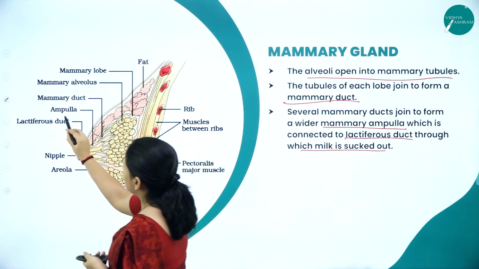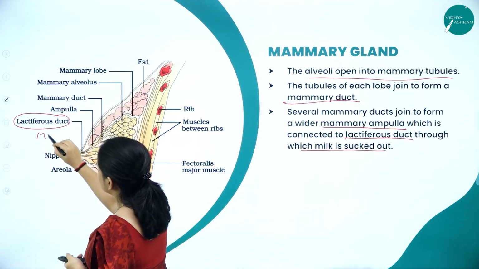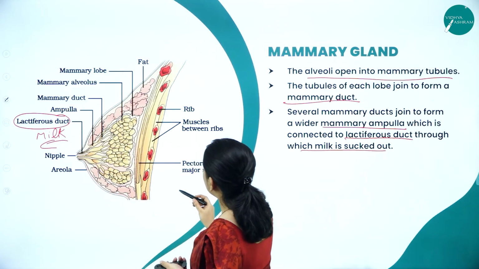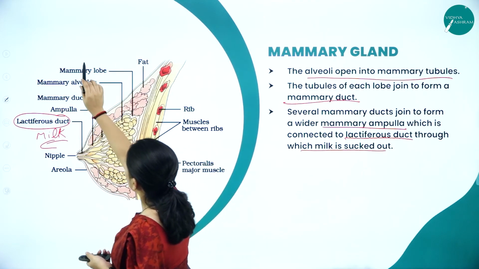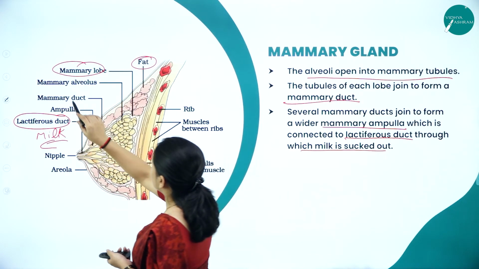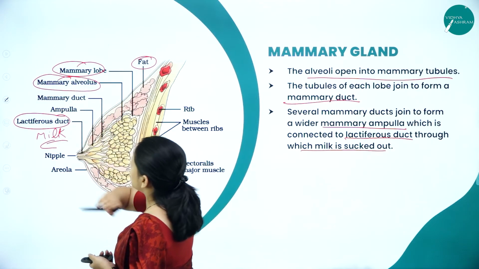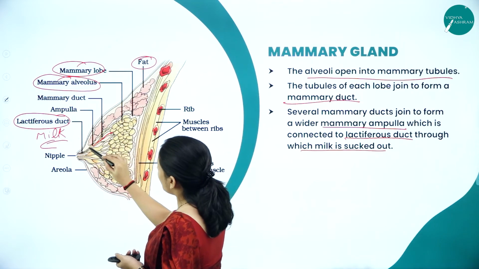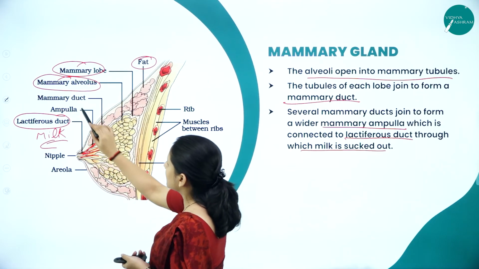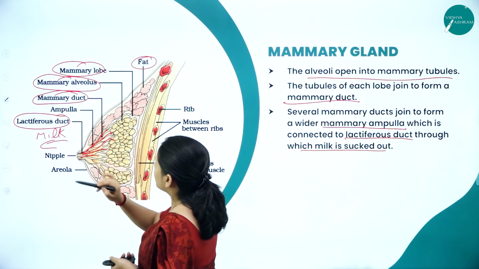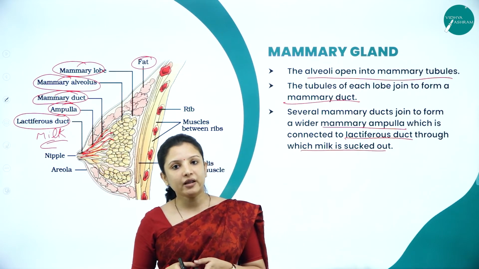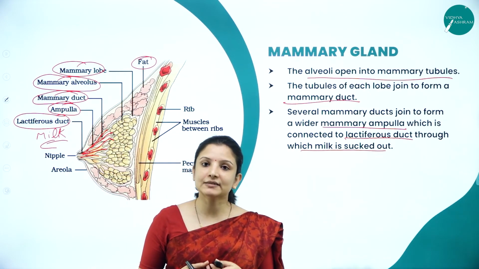So you can see here the lactiferous duct. The milk is sucked out through the lactiferous duct, and then there is the presence of mammary lobes, then fat cells, with unequal distribution of fat cells as I told you. Then there are mammary alveoli structures, and these alveoli have small tubular structures. All these tubular structures connect to the lactiferous duct and are called the mammary duct, and then they also have the ampulla. So all these are the different structures of the female mammary gland, and this is how milk gets secreted through it.